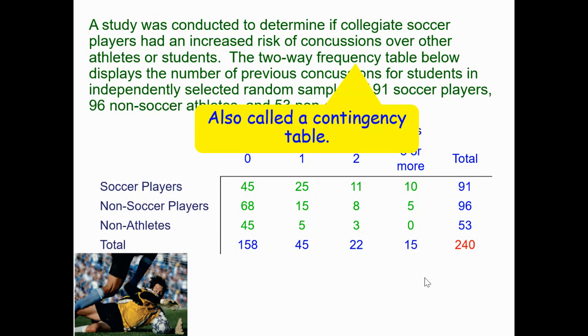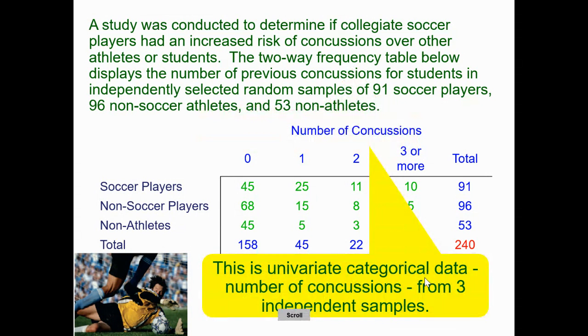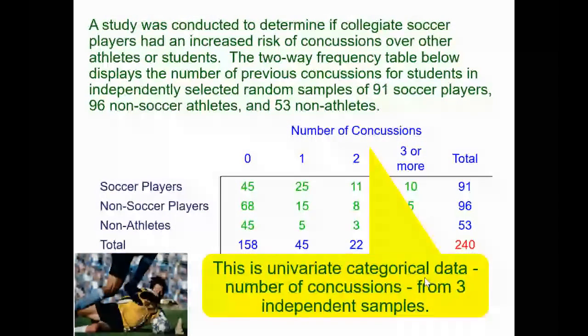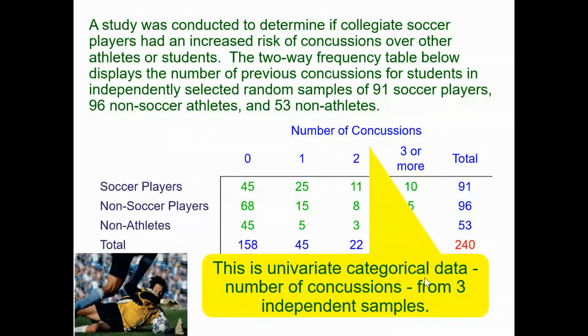So this is also, yes, we're calling it a frequency table. You can call it a contingency table. Whatever. It's a two-way table. And this is univariate categorical data. The thing we're measuring is the number of concussions, and they're coming from 3 independent samples: soccer players, non-soccer players, and non-athletes.